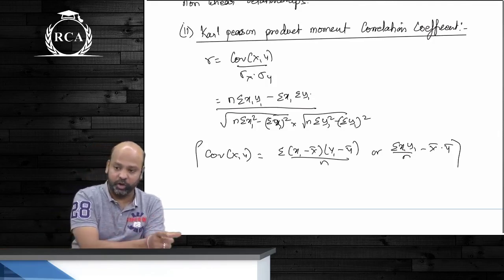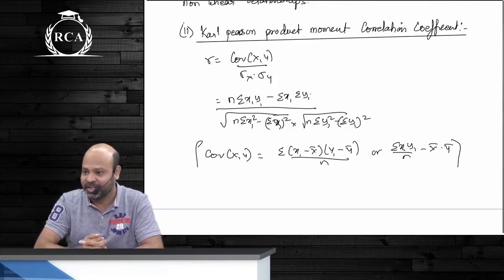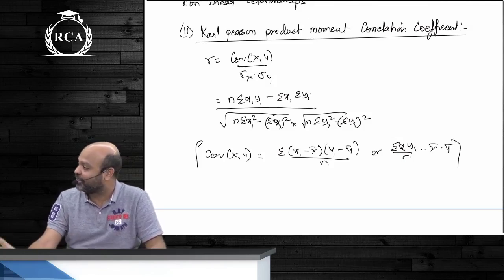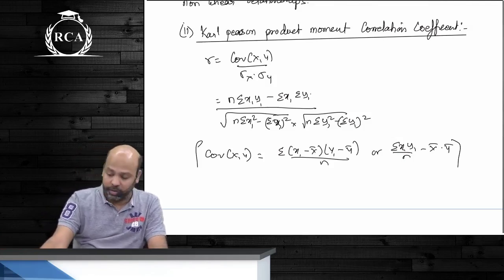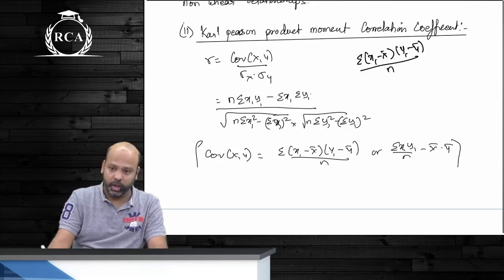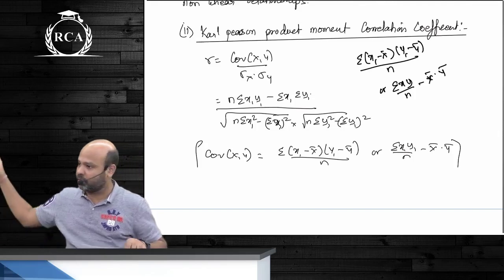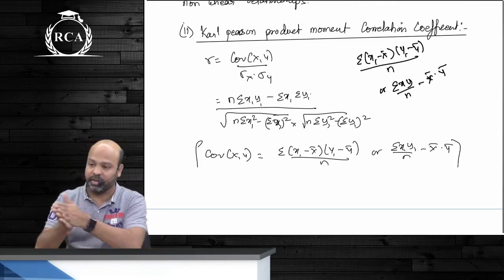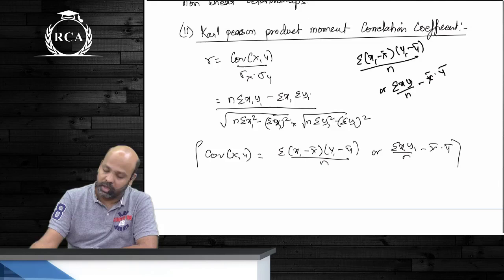So when one person yawns, if the other person is also yawning, it means that there's positive correlation. Yes or no? So covariance measures the combined deviation between two variables. The formula for covariance is summation xi minus x bar into yi minus y bar divided by n, or you will write summation xi yi by n minus x bar y bar. If this total summation is positive, that means the variables are positively related. If the total summation is negative, that means the variables are negatively related.